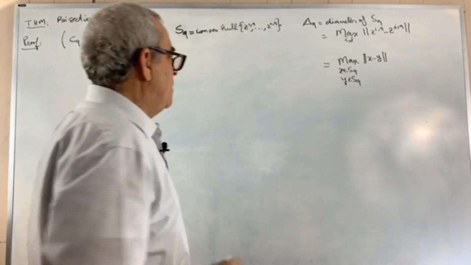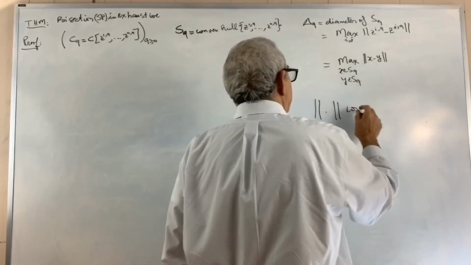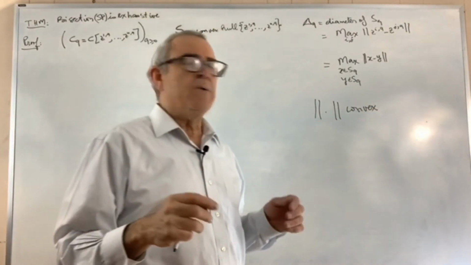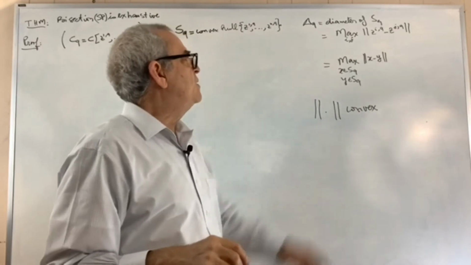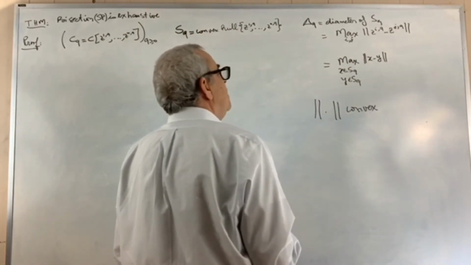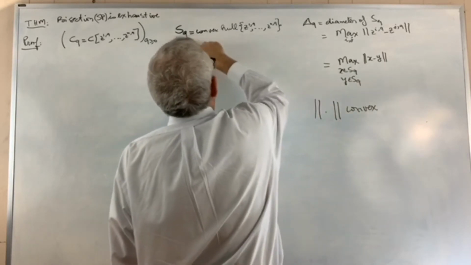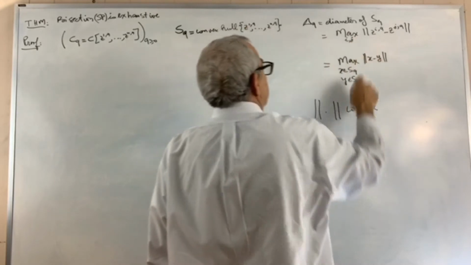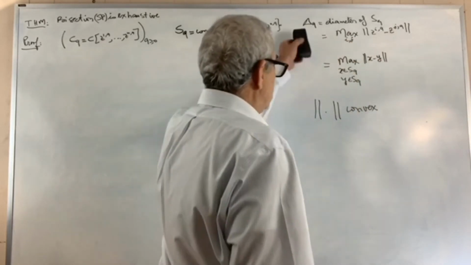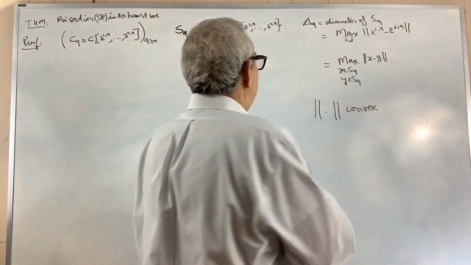Why? Because the norm is a convex function. Because of the triangle inequality, it makes the norm a convex function. So when you maximize a convex function, you can search for that maximum among the vertices. And the vertices of SQ are Z1Q through ZNQ. So that's why we can go from here to here. And that's why delta Q is called the diameter. It's the maximum distance between any two points of SQ.